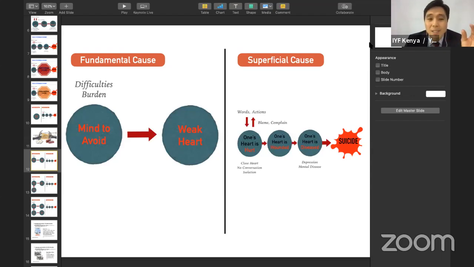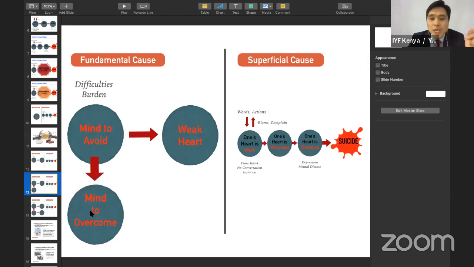How do you set your mindset? There are people who have the mindset to avoid the difficulties and the burden. You avoid the difficulties and burden once, twice, thrice, four times, five times, six, seven. As you continuously live that life of avoiding difficulties and burdens, your heart is going to grow weaker and weaker and weaker. Then how can you turn your mindset into a strong mindset? You should change your mindset. You should shift from the mindset to avoid to the mindset to overcome. Everyone, why don't you repeat after me? Mindset to avoid.